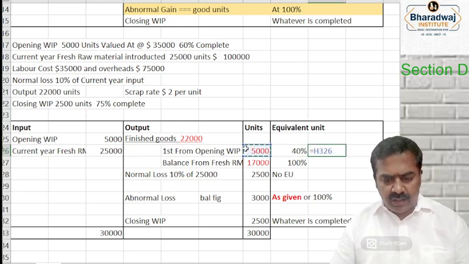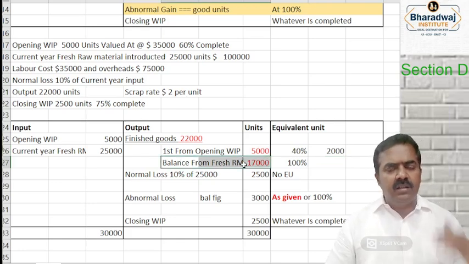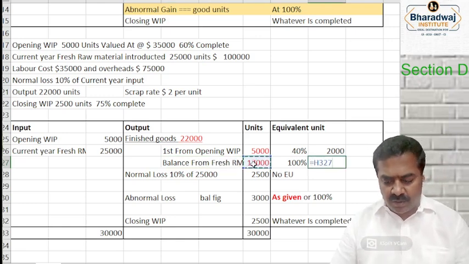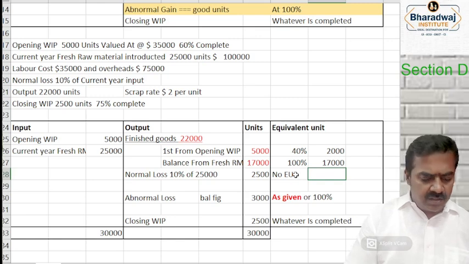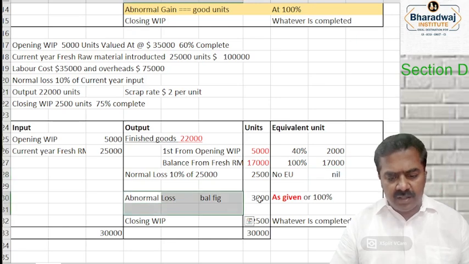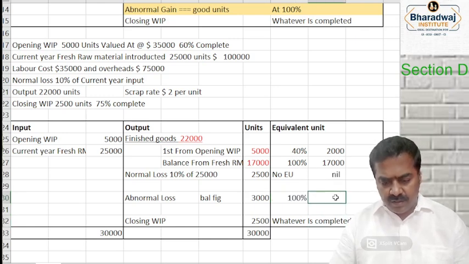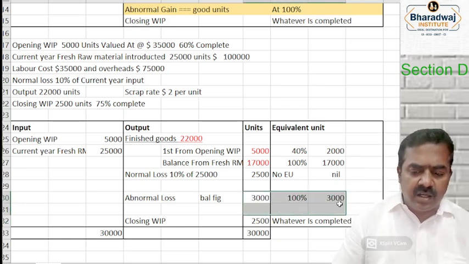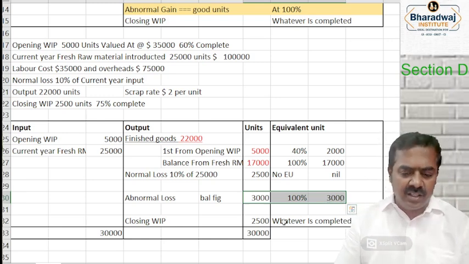So 5,000 into 40%. Fresh raw material we bring, we produce, we finished: 17,000 into 100% of the work we did. For normal loss, no cost assigned, so no equivalent unit. Abnormal loss, if nothing is given, we'll take 100%. So 3,000. Why 100%? We assume that it is 100% done. Then we identify that it is not saleable, not usable because it is defective.